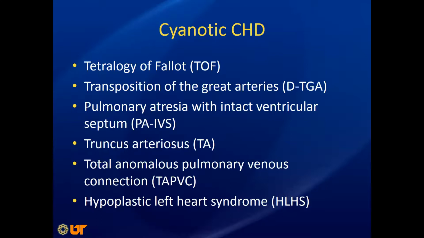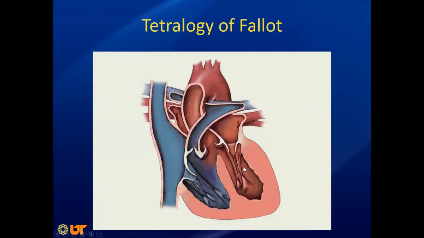Okay. We have tetralogy of Fallot. We have transposition of the great arteries, pulmonary atresia with intact ventricular septum, truncus, total anomalous pulmonary venous connections, or hypoplastic left heart. We'll go over some of these. So tetralogy of Fallot. So most of you know that there's kind of 4 defects-ish that are associated with this.